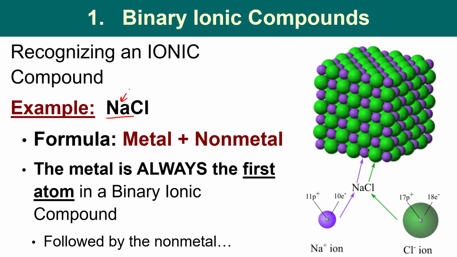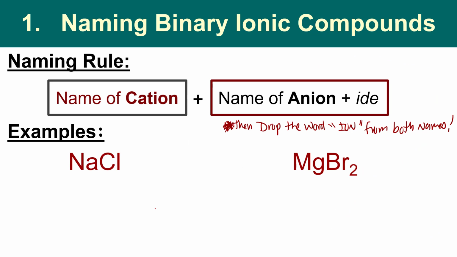The fact that Na is a metal and Cl is a non-metal tells me that I have a binary ionic compound. So our formula is always going to be metal and non-metal, with the first atom being the metal in the binary ionic compound. That is very important for you to recognize because that eventually is going to dictate how we name the compound. Which brings us to naming of binary ionic compounds.